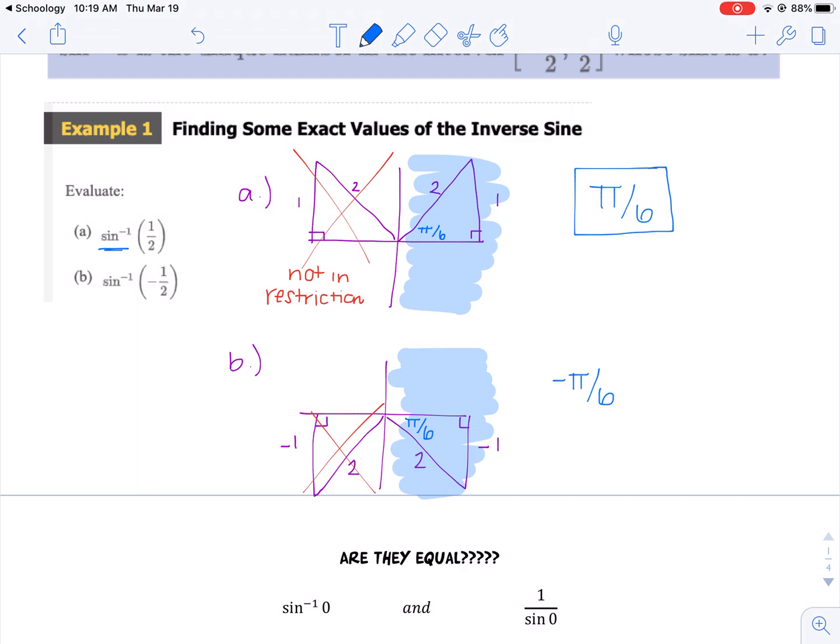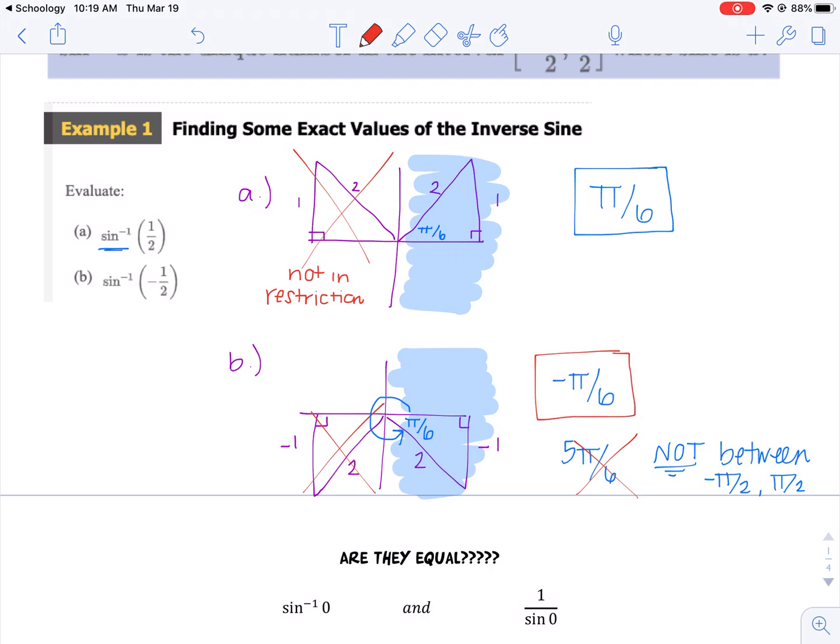You cannot write it as 5 pi over 6. You're like, well, wait, why not? 5 pi over 6 is here, around here. Well, yes, that's true, but 5 pi over 6 is not in the restriction. Underline it, make it specific, not between negative pi over 2 and pi over 2. Okay, so that's why this is not an answer. The only answer is negative pi over 6.